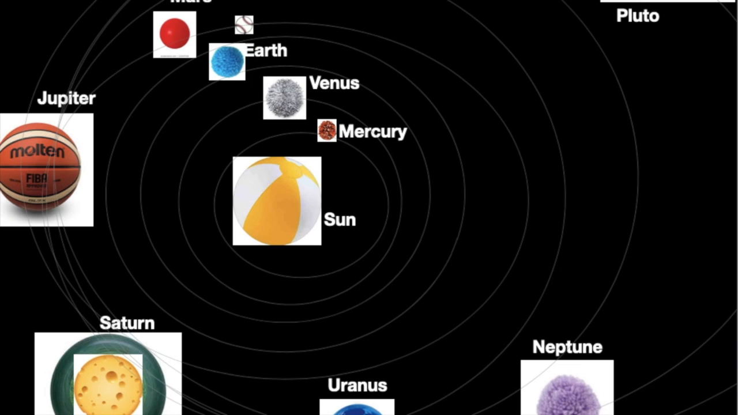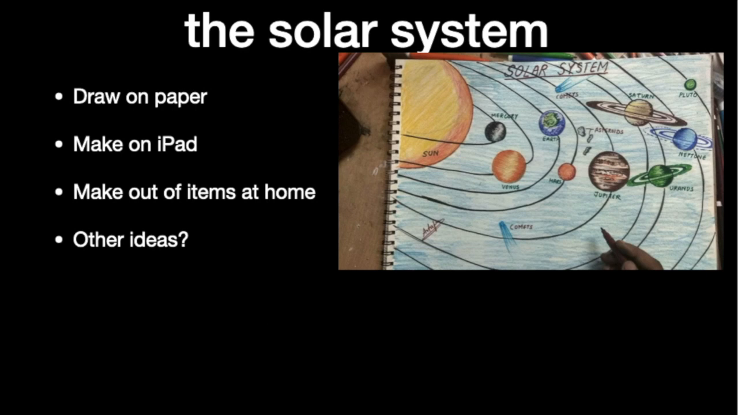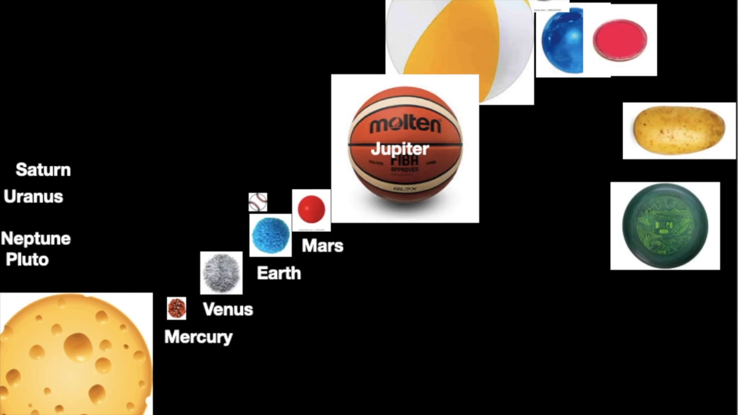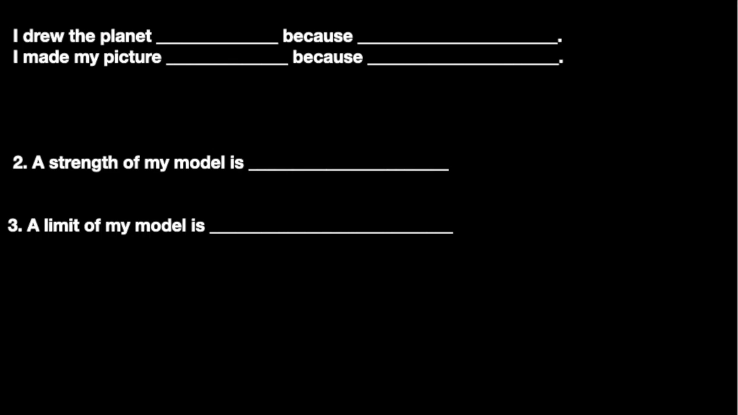Whatever solar system you make, a drawing, items from home, or using the iPad, you have 3 sentences to write. And this is where you show me you're learning. Sentence 1, I used blank for the blank because. Fill in those blanks. If you draw your picture, you can use these sentences instead. 2, a strength of my model is, and 3, a limit of my model is. And that's the assignment.